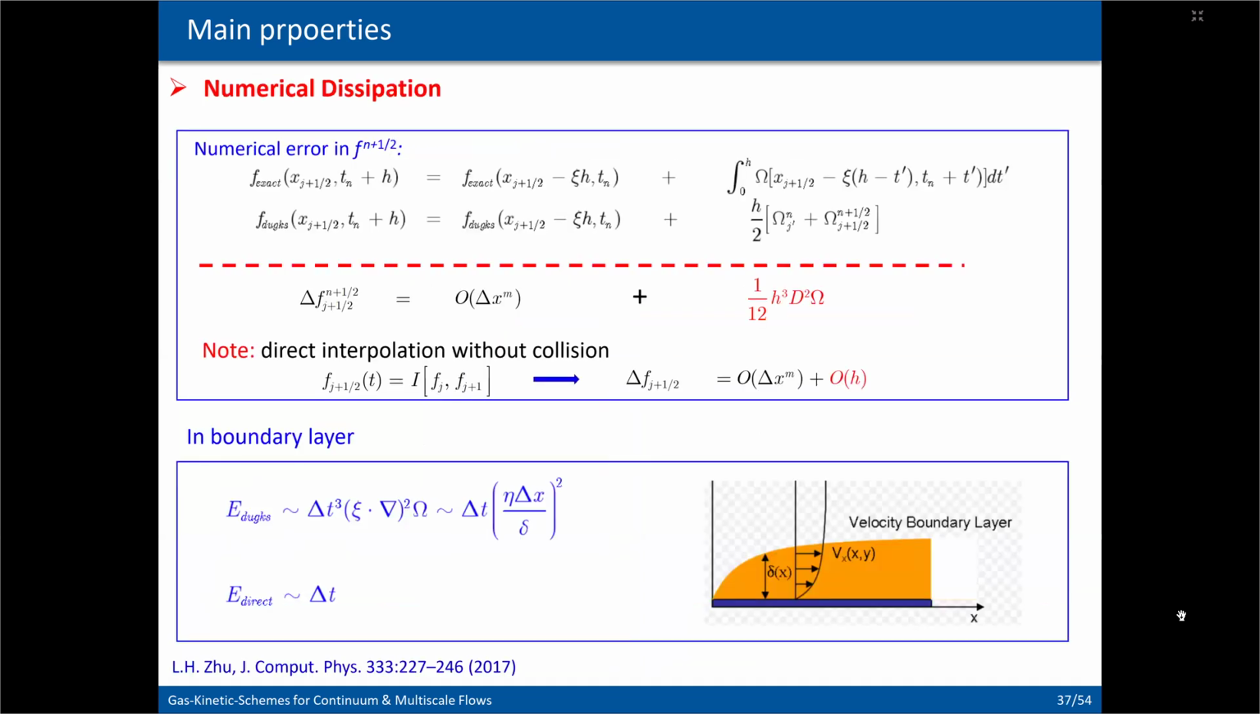Another property is that the distribution function reconstructed at the interface gives a low numerical dissipation. By comparing the reconstructed numerical distribution function and the exact one, we can obtain the error. The error depends on the interpolation accuracy and the time step. The time step appears in the collision operator. But if we ignore the collision effect and only consider the transport, this means that we just use direct interpolation, and we can see that the time error is relatively large. Here h is the time step. And this feature is particularly useful for flows with a solid wall. In order to capture the boundary layer, we must have a low numerical dissipation scheme.